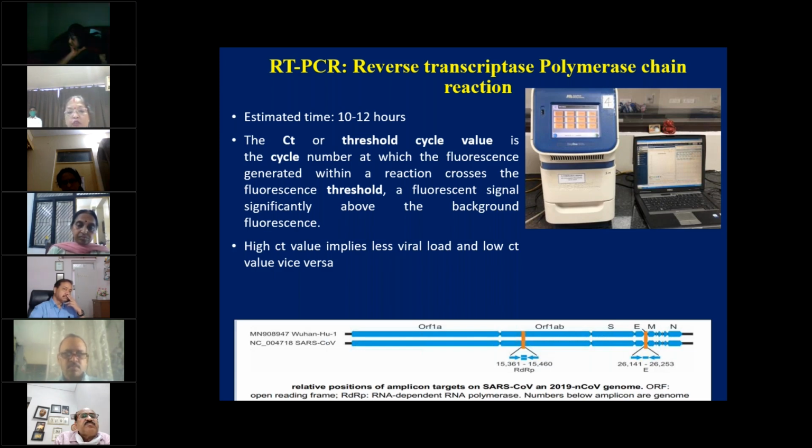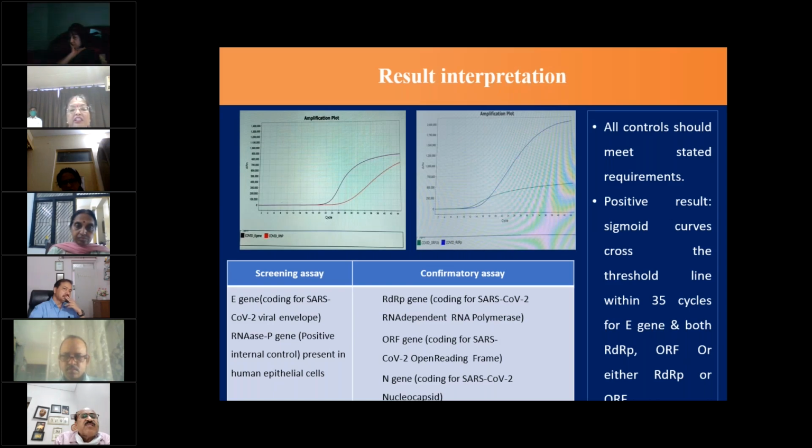So these targets I have already shown you, and these are the curves. You can see different colored lines depending on the color of the dye you have used, and this is how it looks. So there are various formats. Like we receive these kits from the ICMR, many of these. Sometimes they send various types. Like TrueNAT, there could be a screening test, and if it comes positive, then you have to go for a confirmatory test. But multiplexing is also available.